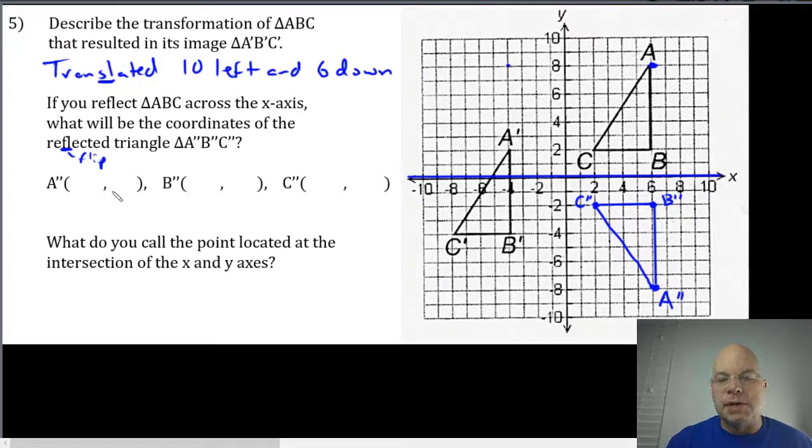And the coordinates would be: A double prime is now positive 6 for x, negative 8 for y, so 6, negative 8. B double prime is 6, negative 2. And C double prime is 2, negative 2. The last question asks, what do you call the point located at the intersection of the x and y axes? This point is called the origin.